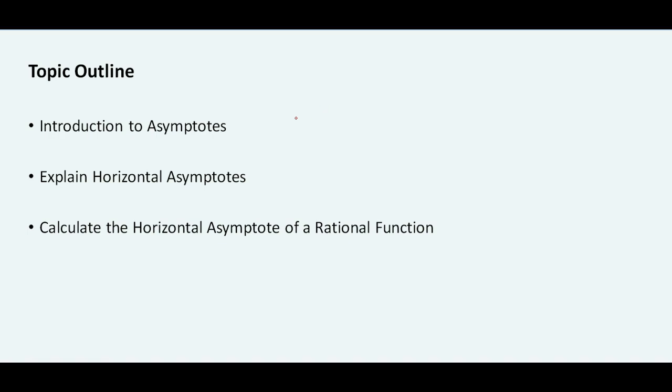Let us study the horizontal asymptotes of rational functions. We will introduce asymptotes, explain horizontal asymptotes, and show how to calculate the horizontal asymptote of a rational function.